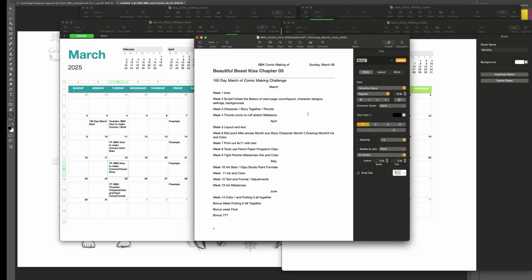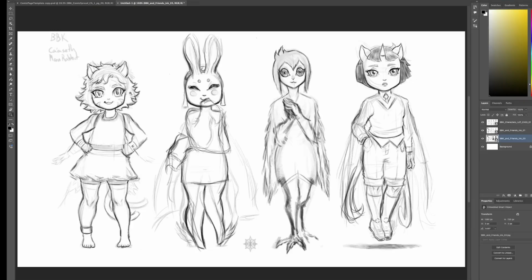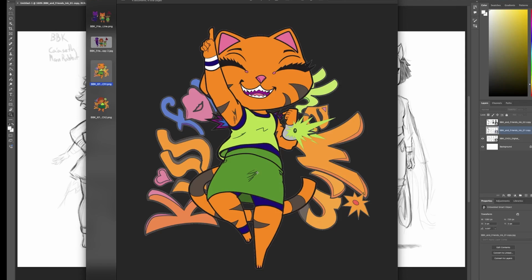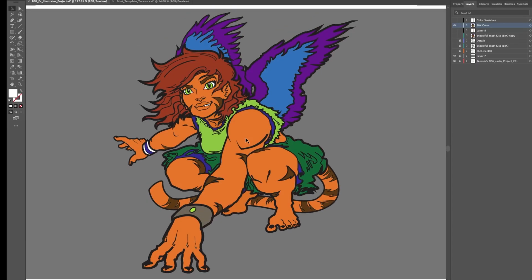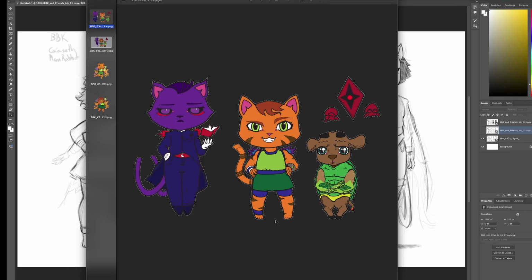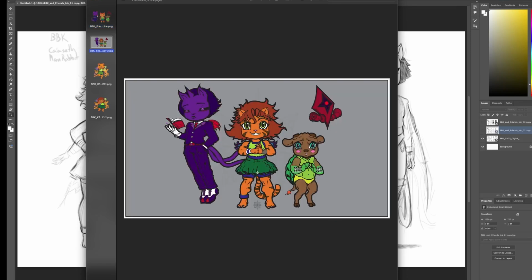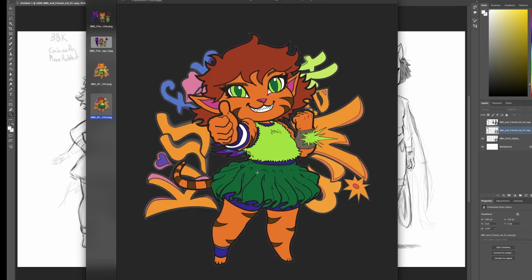So let's get started. The story is going to be about Beautiful Beast Kiss, who is here, and she hops through dimensions, and every dimension she goes to, she changes form. For example, she could be super chibi in one, and a very adult version in another, and everything in between. It was a way for me to experiment with styles, and she's my herald, my sun tiger.